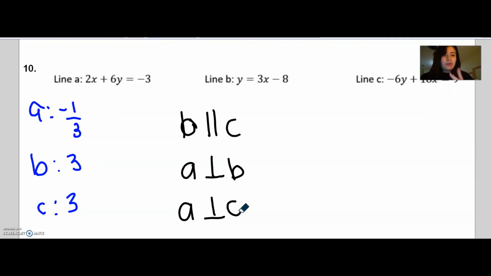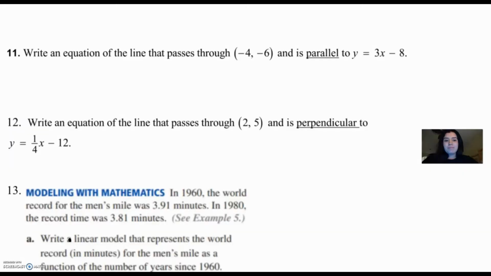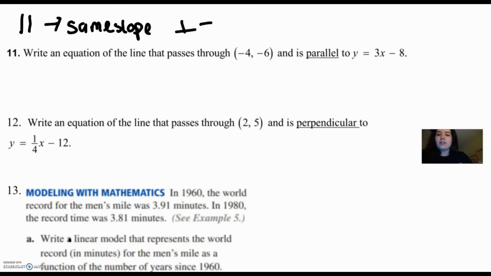Okay, we're going to flip the page and work on the back. Okay, so now we're on to the back, and we are still reviewing 4.3. So that important information is our parallel lines have the same slope, and our perpendicular lines have opposite reciprocals.